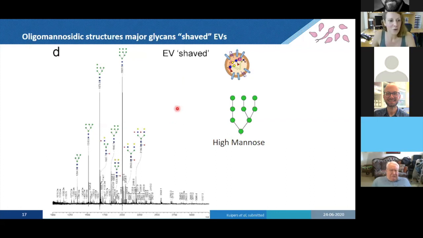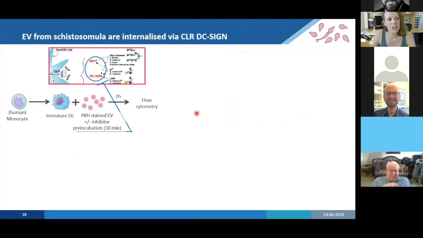So the next thing, of course, we said, okay, both these structures can actually bind, so the Lewis X can bind to the mannose receptor and DC-SIGN. Can we really find out which of these receptors are involved in interaction with the EVs? So we did a pre-incubation of the cells with antibodies inhibiting these specific receptors on the monocyte-derived dendritic cells. Again, we did a 2 hour incubation with the EVs, and then measured them with the flow cytometer.